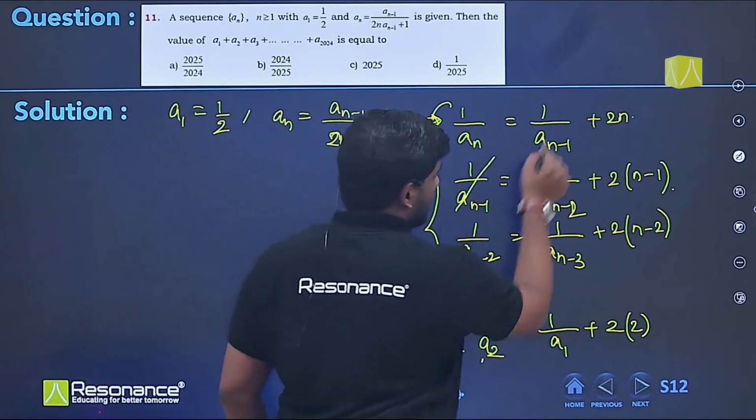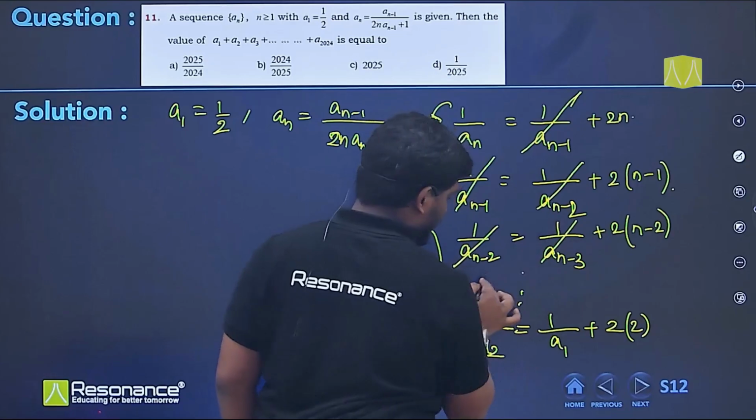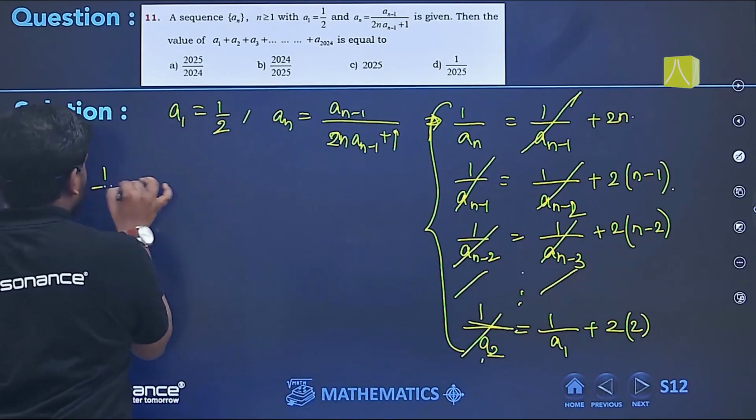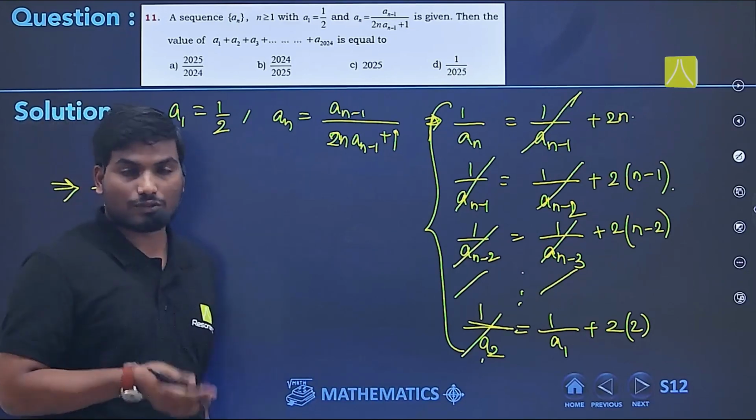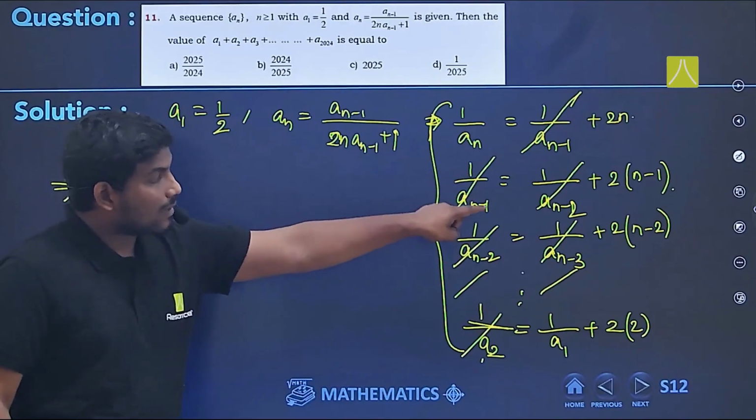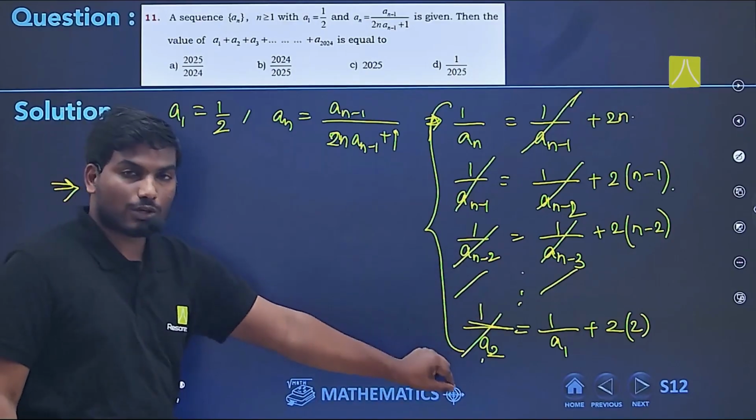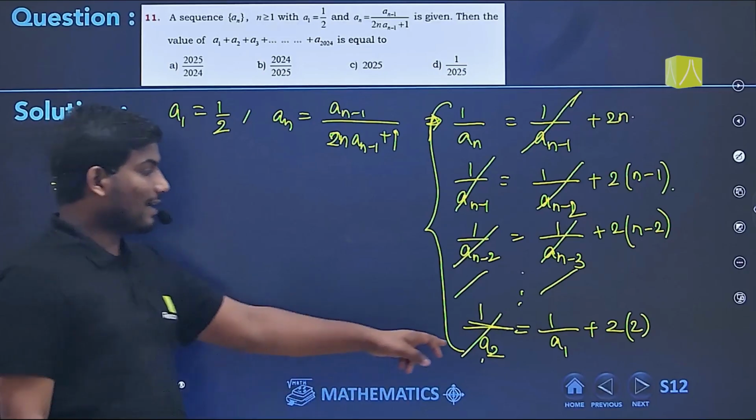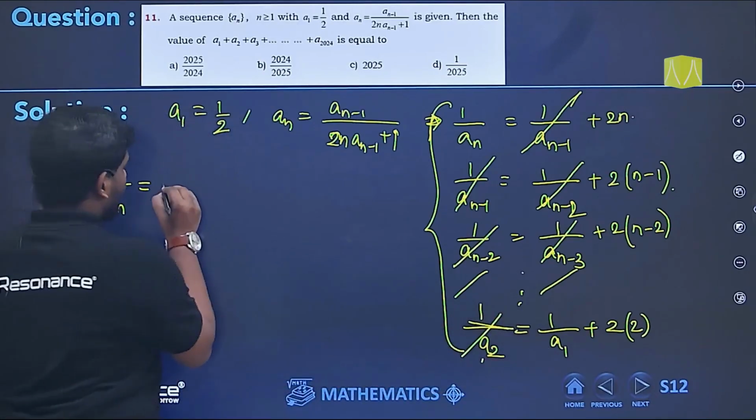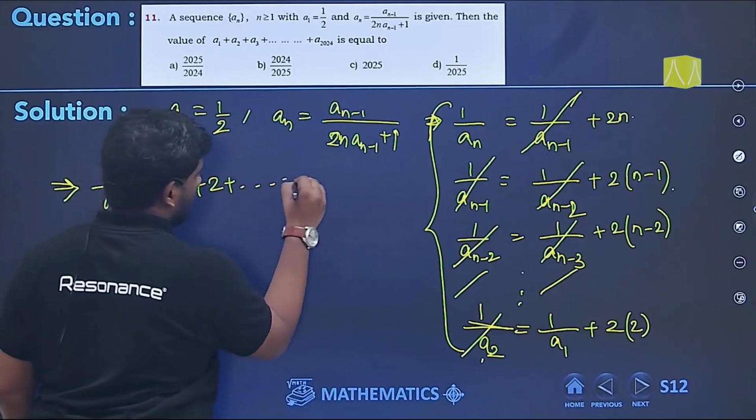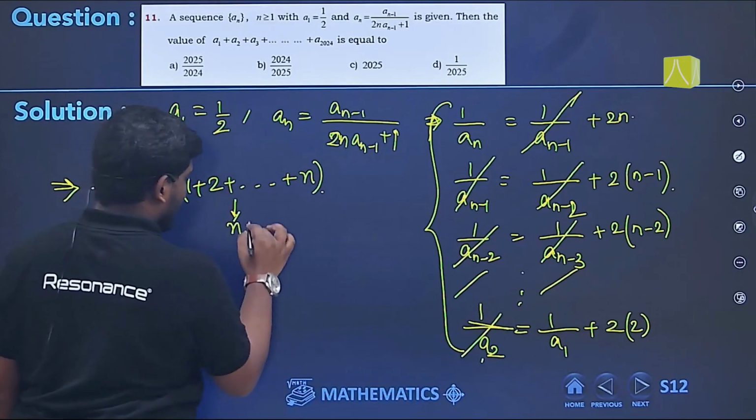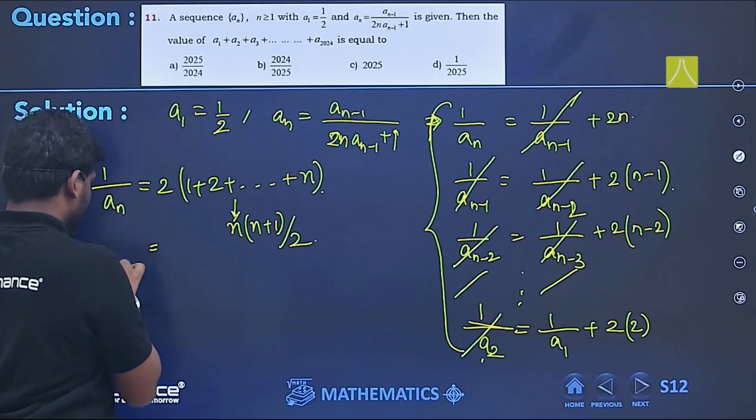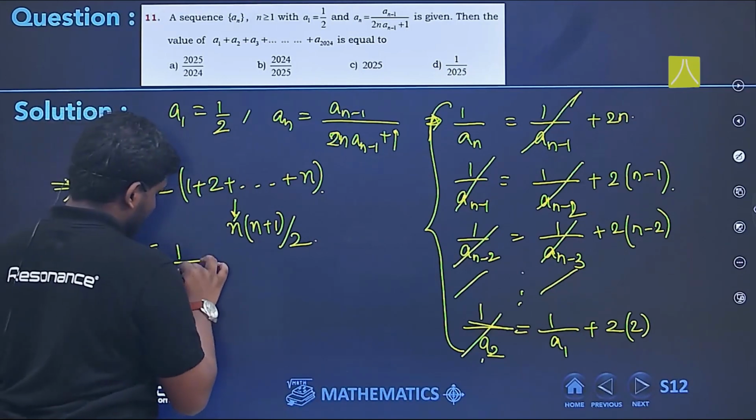Now if we add all of these, if you can observe, this part gets cancelled, this part gets cancelled. So this is a telescopic cancellation in which you will get the result of 1 by An as 2n plus 2(n minus 1) plus 2(n minus 2) plus and so on, plus 2 into 2 plus 1 by A1. And the value of A1 is given as half, so 1 by A1 will be 2. If you take 2 in common, this is going to be an expression of 2 into (1 plus 2 plus and so on plus n), which is obviously n into (n plus 1) by 2. So from here, An will be 1 by n into (n plus 1).